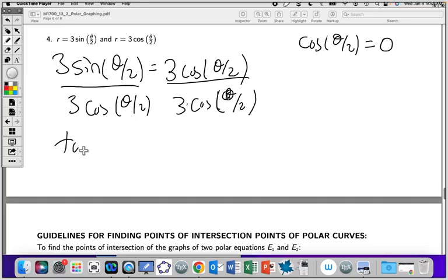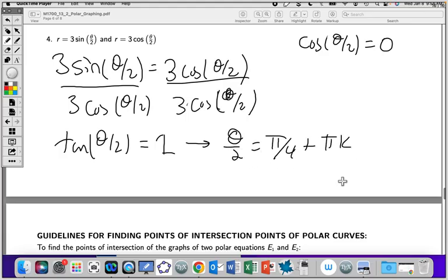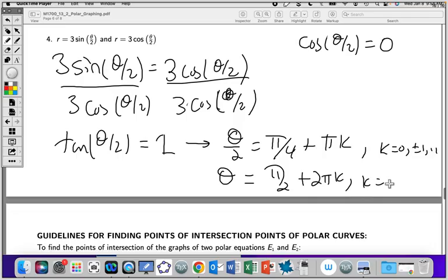So then I would get the tangent of theta over 2 equals 1. So where is tangent equal to 1? Well, that's at pi over 4 plus any multiple of pi. I multiply through by 2. I'm getting my thetas to be pi over 2 plus any multiple of 2 pi, etc.